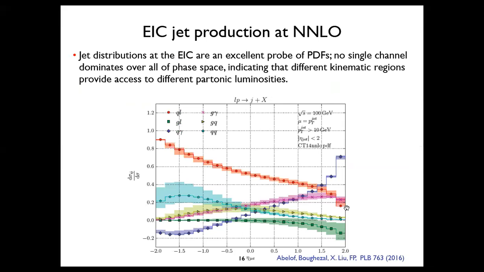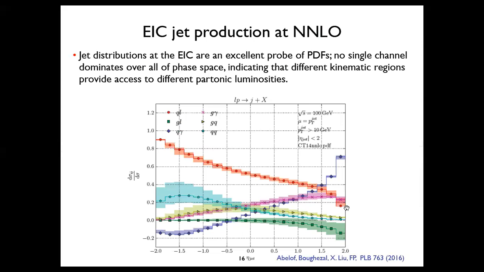And what this suggested to us was that this process would be an interesting probe of PDFs at an EIC. And in particular, one could hope, at least, that by selecting different regions of jet parameter space, you could access different regions of the parton distribution functions. So that was the goal. So what we wanted to do was study this in the polarized case.